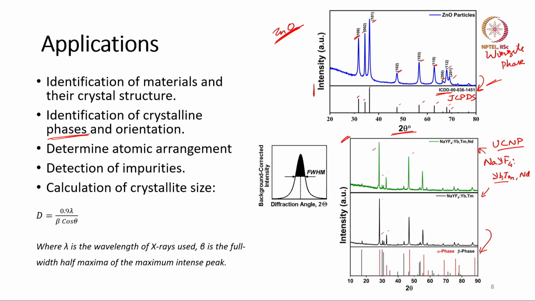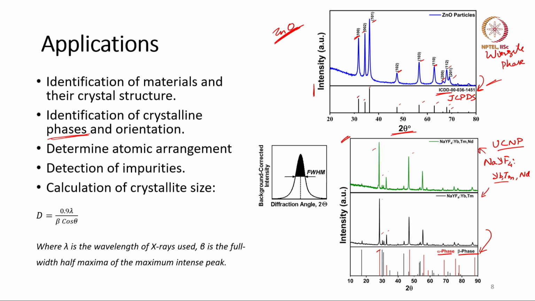But when we match it with the phase, we found that our material has been successfully synthesized, that's fine, but the material is of two phases: the alpha phase and the beta phase. So the UCNPs we synthesized are a mixture of both phases, whereas the zinc oxide we synthesized was of pure wurtzite phase, a single phase material. This identification of the phase of the material is mostly done using XRD spectroscopy. This is the advantage of using X-ray diffraction.